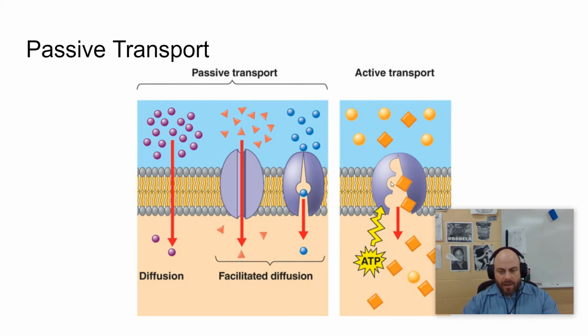And then there is active transport. Active transport is moving materials against the concentration gradient, so going from an area of low concentration to high. Pushing these orange diamonds across into a higher concentration requires energy.